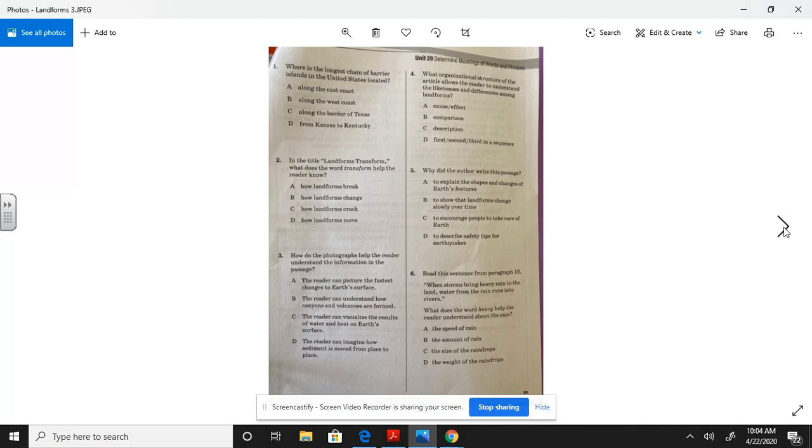Let's see if I can find an answer. A, how they break? No. B, how landforms change? Yes. C, how landforms crack? No. Or D, how landforms move? No. It's how they change. B.